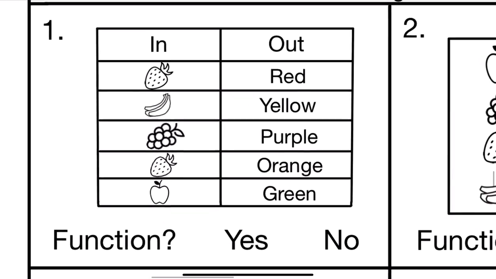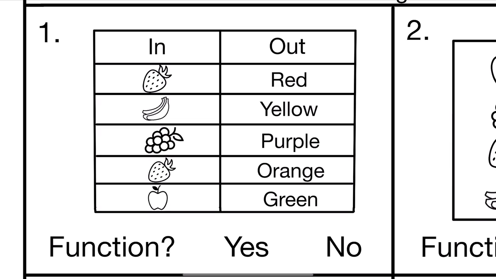Let's take a look at number 1. We got our ins and our outs. Inputs, outputs. Strawberries go in, red comes out. Bananas go in, yellow comes out. Grapes go in, purple comes out. Strawberries go in, orange comes out. Apples go in, green comes out. Here's our problem. We have strawberries 2 times.